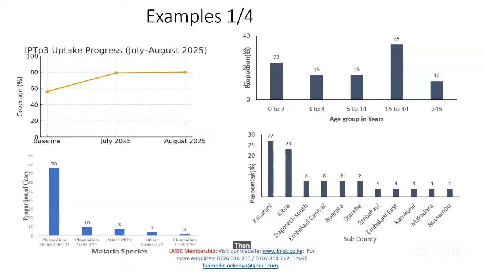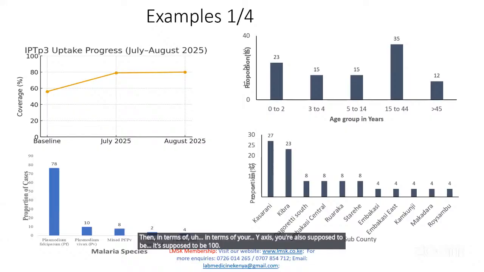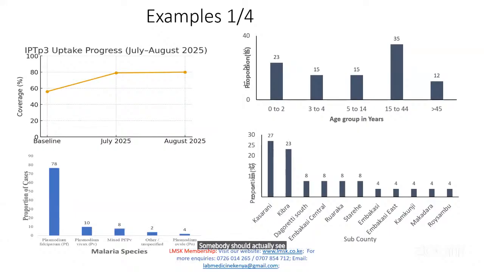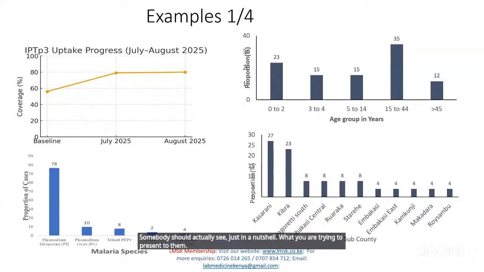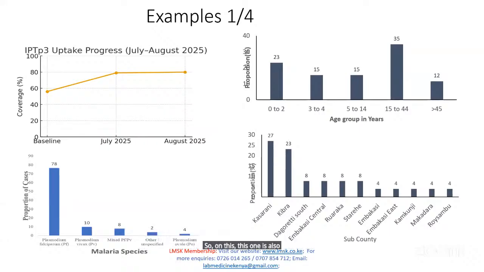Then in terms of your y-axis, it's supposed to be 100. Then you are supposed to label them well, so that your readers, somebody, should actually see in a nutshell what you are trying to present to them. So on this one is also age group in terms of years.